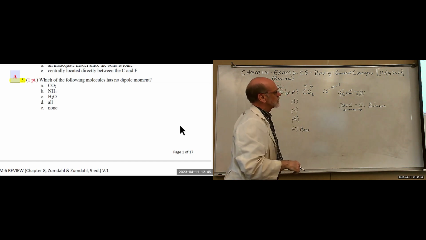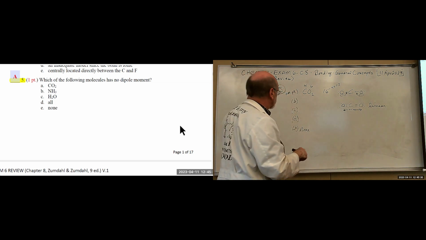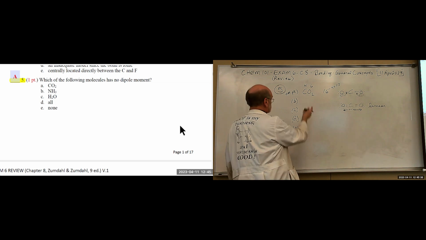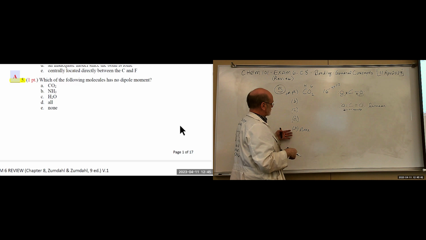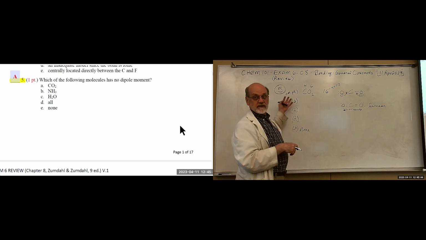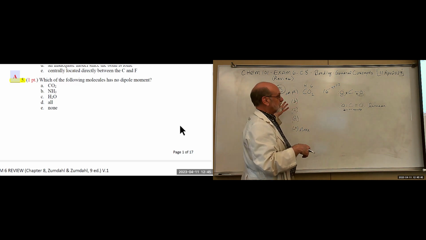Is that what we're looking for? Which of the following has no dipole moment? Yeah, that one has no dipole moment. So E can't be it, because one of them does answer the question. Now, how about the others?